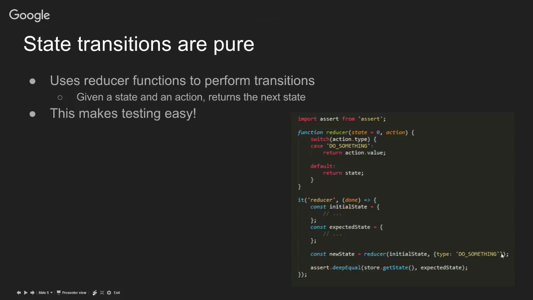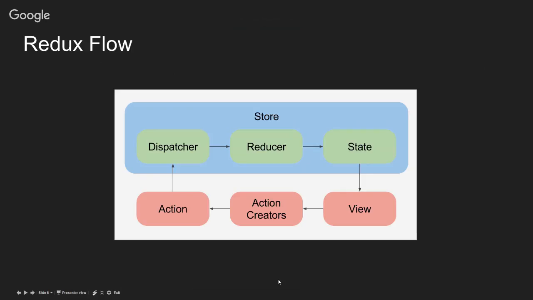Like here, this is just testing the reducer function itself. It doesn't even need the Redux store. Or actually, I kind of goofed. It shouldn't have involved the Redux store, but I included it there. But yeah, testing is ridiculously easy because you can just call the one function and check the output, and it'll always be the same. So here's kind of a diagram of the flow of a Redux app.